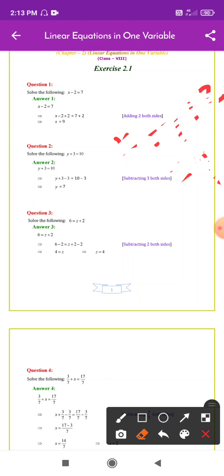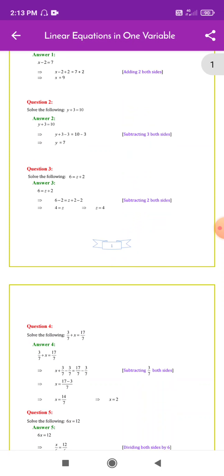First, see in the question whether it is plus or minus. Minus 2 is written. So after moving this value from the left side, it will become plus 2 on the right. Since it is minus, we add 2 to both sides: plus 2 and plus 2. Minus 2 plus 2 will be 0, so x equals 9. In the same way, go to question number 2.